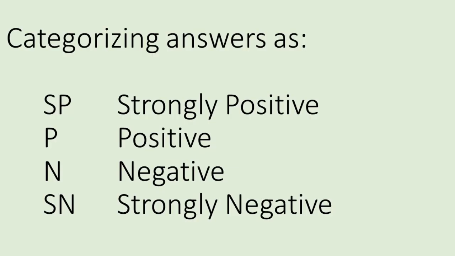Upon having their responses, you are going to identify or categorize their responses, recommendably as follows: SP as strongly positive, P as positive, N as negative, SN as strongly negative. Given a certain question, per answer, you are going to categorize whether their answers are strongly positive, positive, negative, or strongly negative answers.